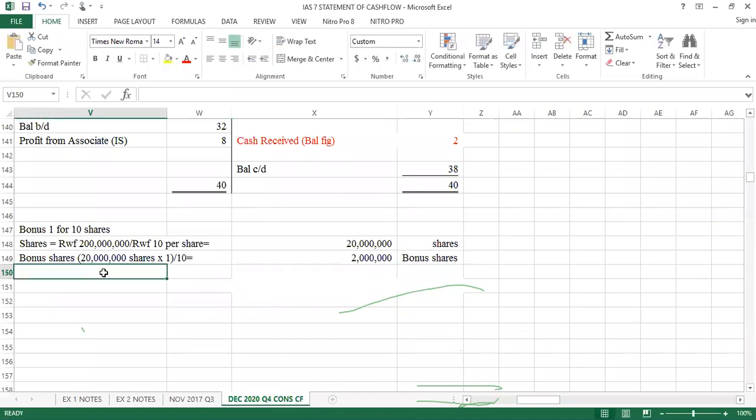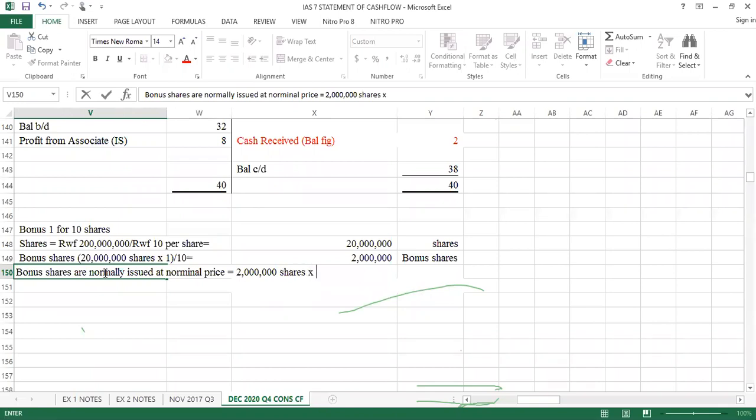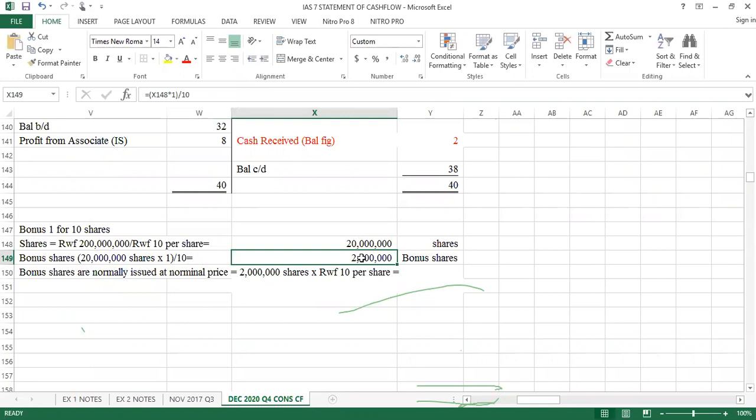Now, bonus shares are normally issued at nominal price, which is equal to 2 million shares times Rwandese francs 10 per share. So that gives you how much? It gives you 2 million times 10. So how much does it give you? 20 million.